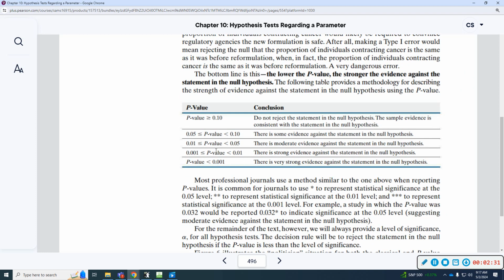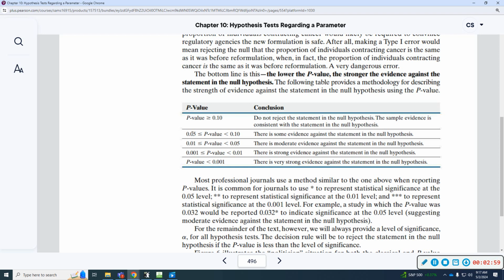So here are ways to conduct a conclusion when hypothesis testing and comparing p-value. So it says if the p-value is greater than 0.10, which is 10%, we do not reject the statement in the null. So the sample evidence is consistent with the statement in the null hypothesis.